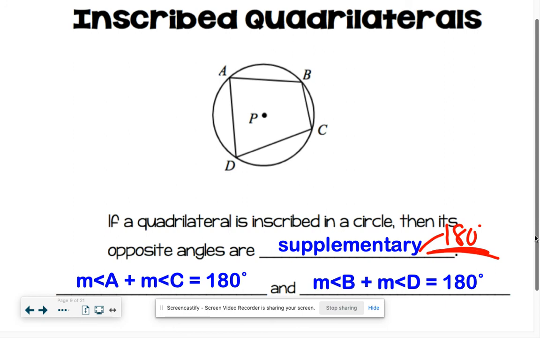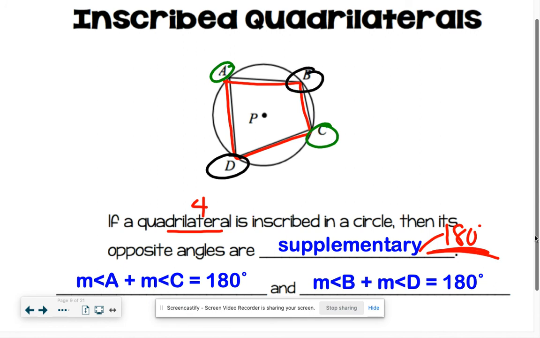But okay, let's review a few quick things. Quadrilateral means it's a shape that has 4 sides, or polygon. So here's our 4-sided polygon, A, B, C, D. They're telling us if it's inscribed in a circle, then our opposite angles are supplementary. So angle A plus angle C equals 180, and angle D and angle B also are supplementary.